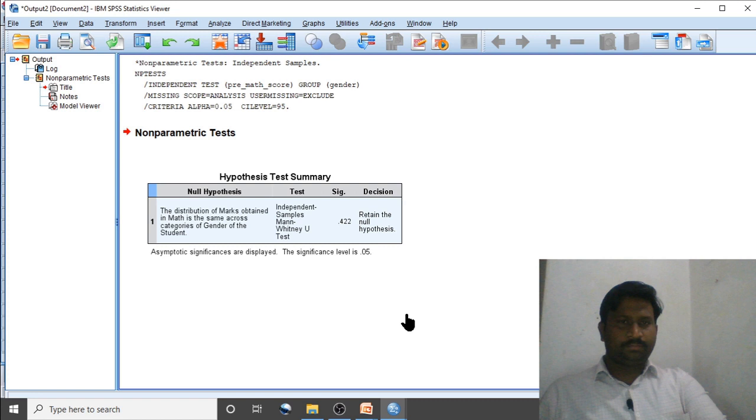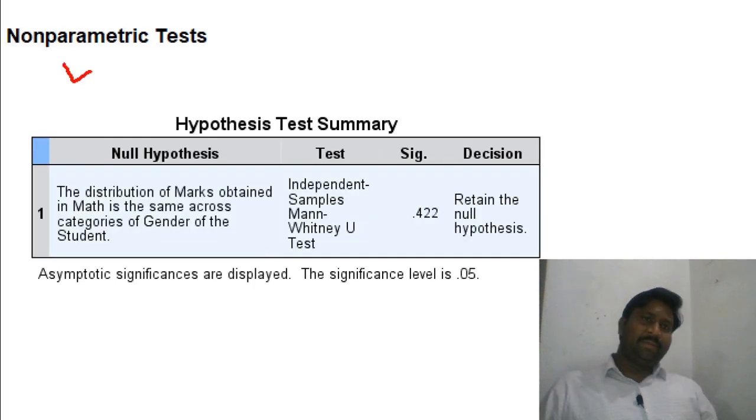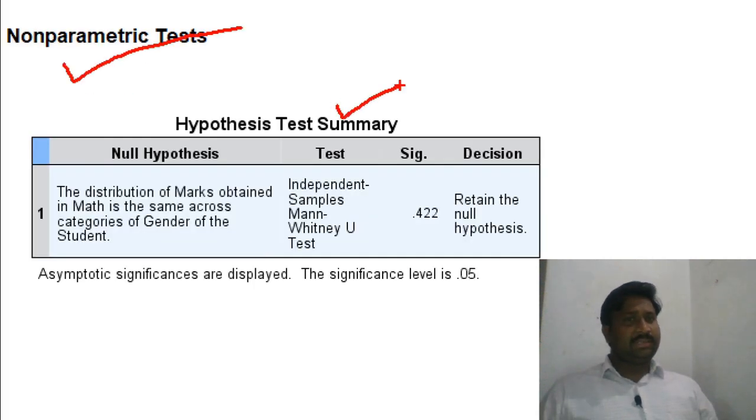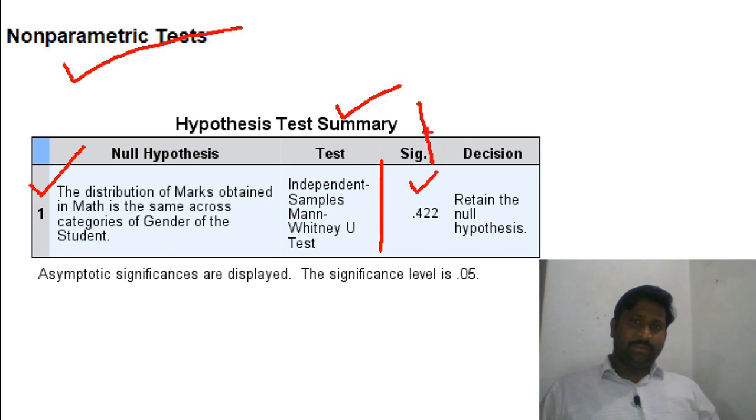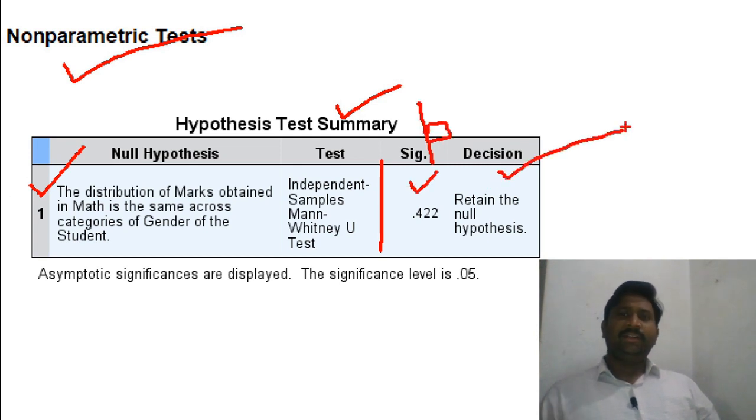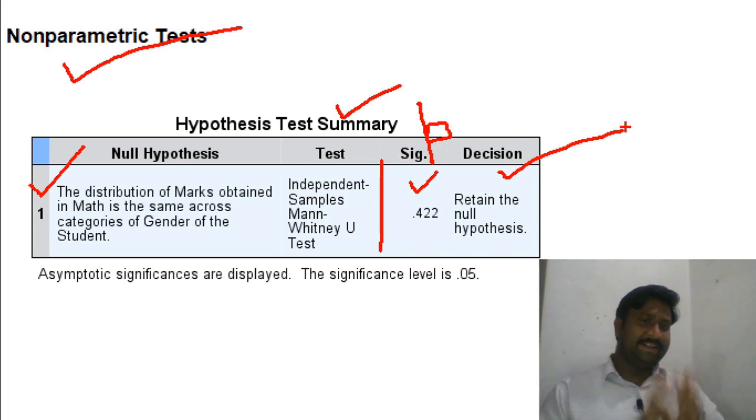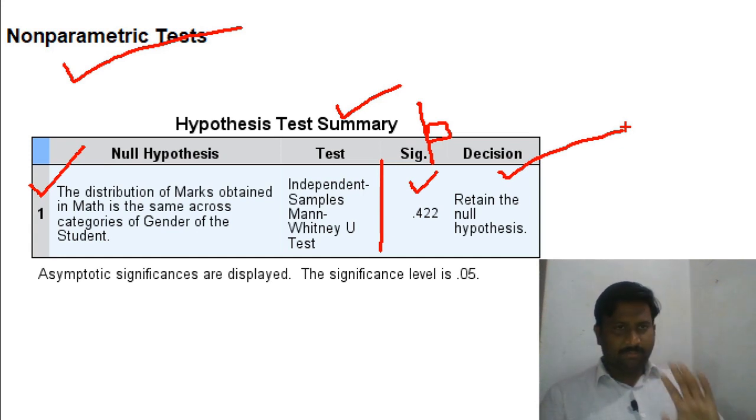So this output will open. It is a non-parametric test. Hypothesis test summary is here. So this test itself creates a hypothesis here and tells the name of the test, then significance value, that is p value, and decision to retain the null hypothesis or reject the null hypothesis. It has very clear thing and everything is clearly written here. So let us read what null hypothesis it formulated.